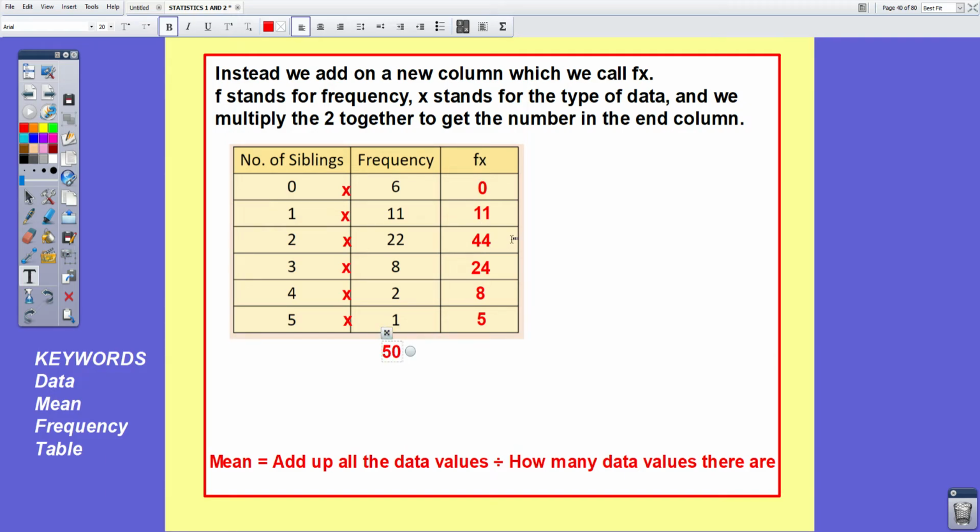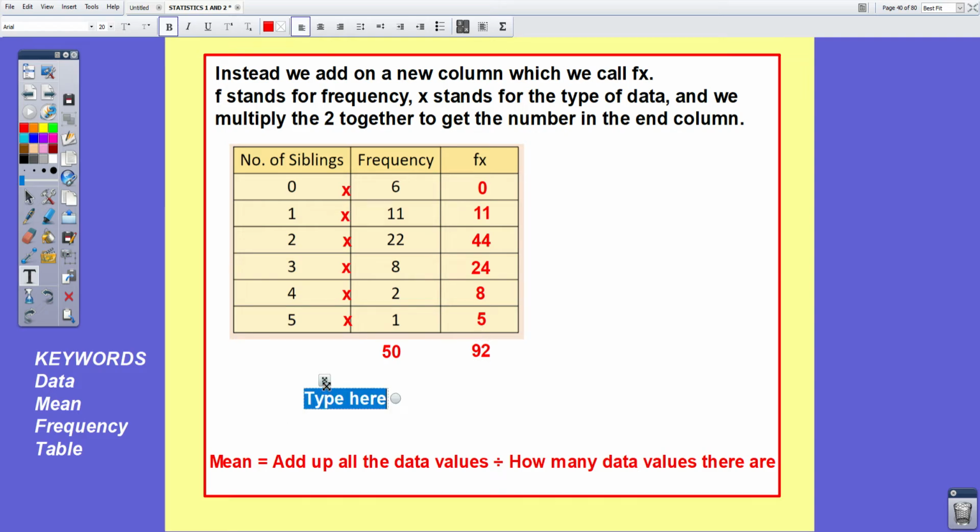Our fx column gives us a total for all the data values. For instance, these 11 people had 1 sibling, so there was 11 siblings in all. These 22 people had 2 siblings, so these 22 people had 44 siblings in all. The total number of siblings, if we add all this lot together, comes to 92. There were 92 siblings in all.